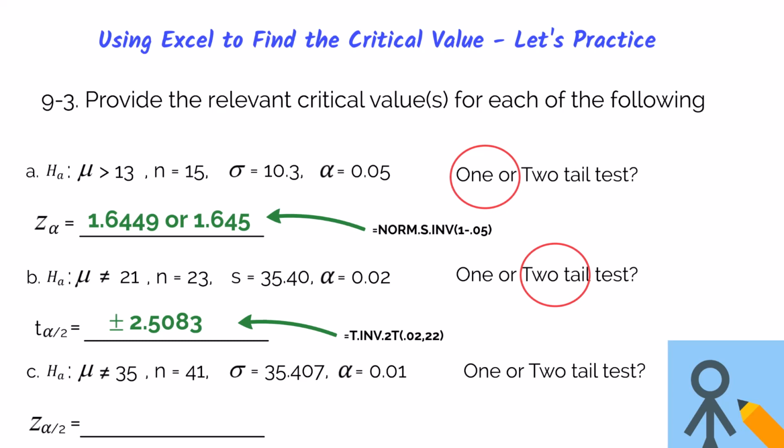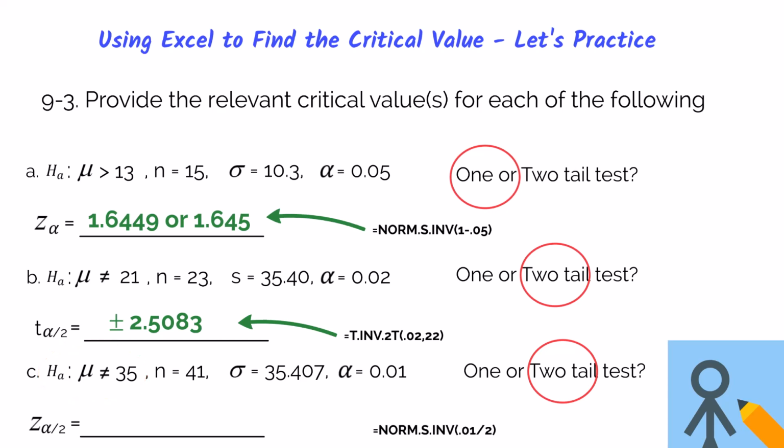So in part C, the alternative hypothesis states that the population mean does not equal 35. Again, we are given the sample size, population standard deviation, and alpha of 0.01. Like in part B, since the alternative hypothesis is not equal to a number, in this case 35, we know that this is a two-tailed test. But here, we are given the population standard deviation, so we will calculate the Z critical value.